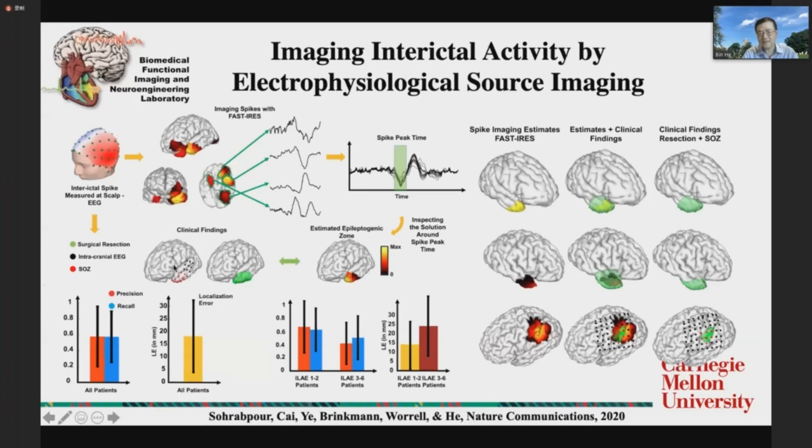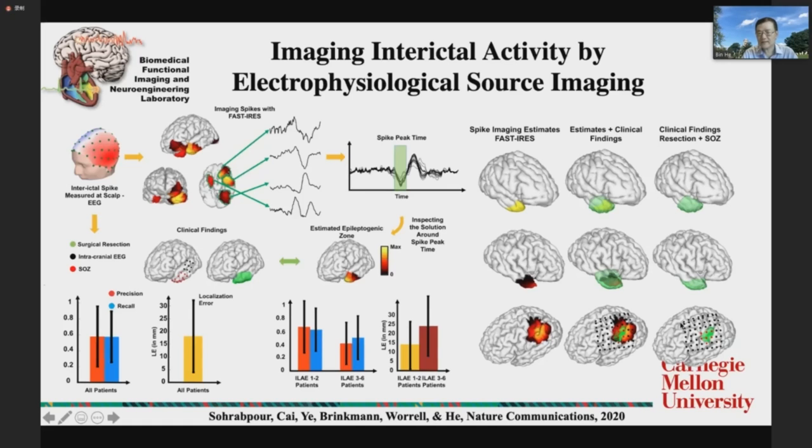Another is using invasive EEG recording, and these are intracranial EEG, each dot, and the red color shows the seizure onset zone. So we compare the non-invasive EEG with the seizure onset zone and the surgical resection. This is our non-invasive EEG source imaging result in 3 typical examples.